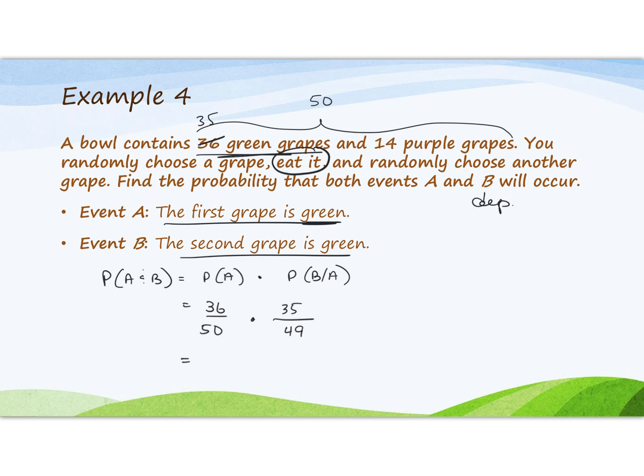Now, before I multiply this, if I don't have a calculator or whatever, I might want to simplify this. 36 and 50 simplify to 18 over 25. And 35 over 49 simplifies to 5/7. So that's a little bit easier. And then I'm going to do the probability. So 18 times 5 is 90, and 25 times 7 is 175. And I would simplify at this point. And I get 0.514, which is 51.4%. So the probability that I'm going to get A and B in this dependent situation is a 51.4% chance that that's going to happen.